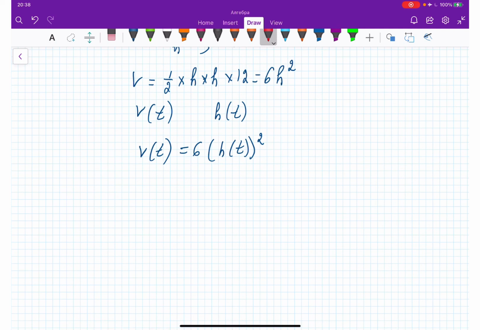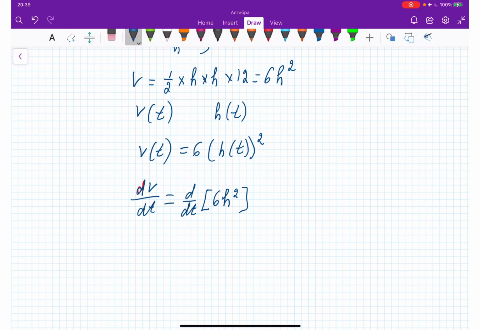So what we are going to have, since V depends on h, a function, that means we are going to have dV/dt is equal to d/dt of 6h squared. We write it down like that. 6h squared, right?